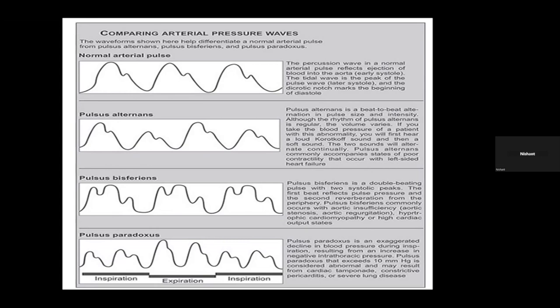And pulsus paradoxus, which is an exaggerated decline in blood pressure during inspiration, which results from negative intrathoracic pressure. This can usually be seen in cardiac tamponade, constrictive pericarditis, or severe lung disease. So by simply visualizing the arterial waveform, we can get an idea of the underlying disease condition of the patient.